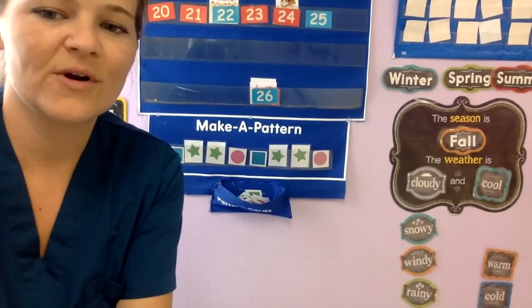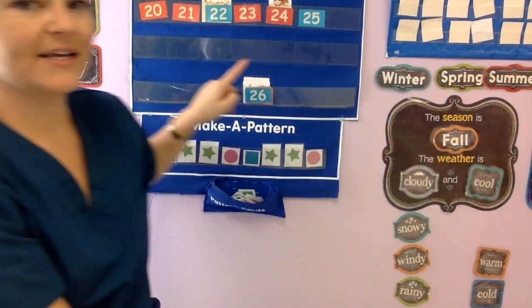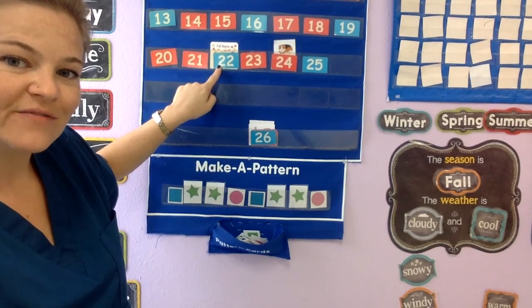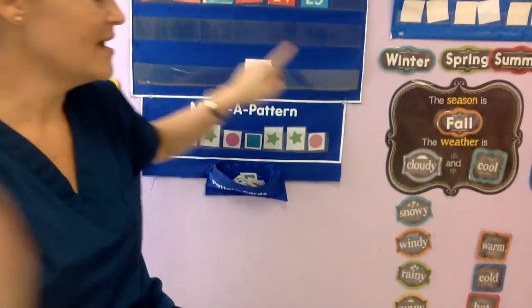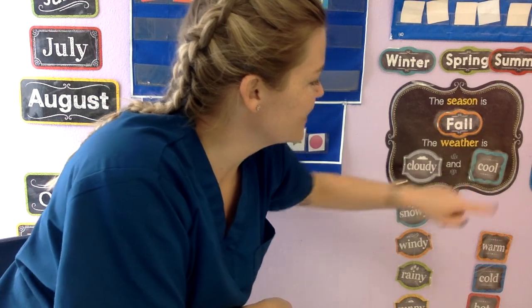All right, and while we're over here, we can do our weather too. The season is fall. Look, here was that first day of fall on Tuesday. That was the first day of fall. The weather is cloudy and cool. I think it's going to be pretty warm later, though.